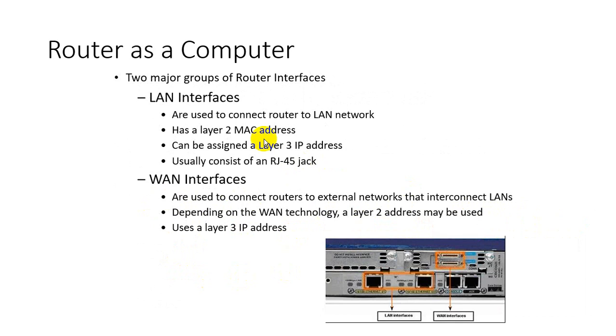LAN interfaces are used to connect the router to a LAN network, have a layer 2 MAC address, and can be assigned a layer 3 IP address. They usually consist of an RJ45 jack. WAN interfaces are used to connect routers to external networks that interconnect LANs. Depending on the WAN technology, a layer 2 address may be used. A WAN interface usually uses the layer 3 IP address.